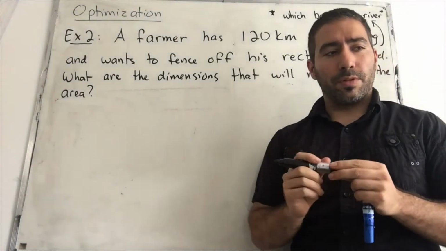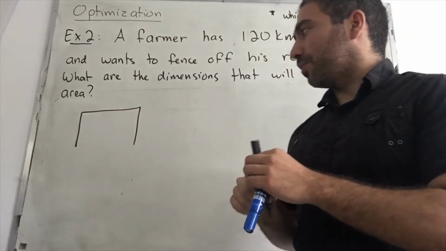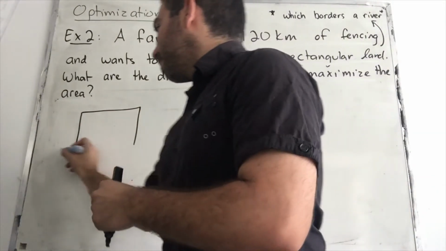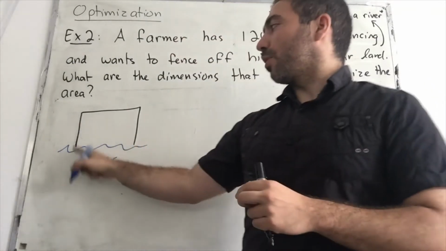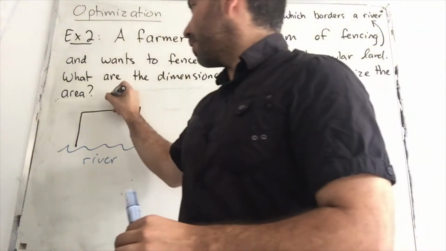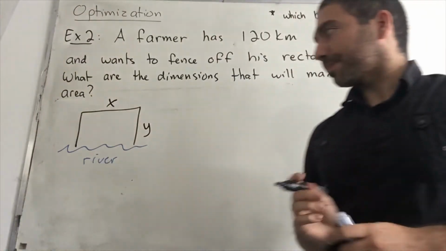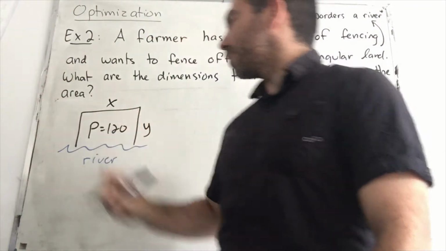Okay, so let's go ahead and do it. First off, let's draw a sketch. We have our river on the bottom. So we have something like this. This is the river. And this is where we're putting the fence now. Let's label our sides, calling this X, and let's call this side Y. And again, we know that the perimeter of the fencing is 120 kilometers.